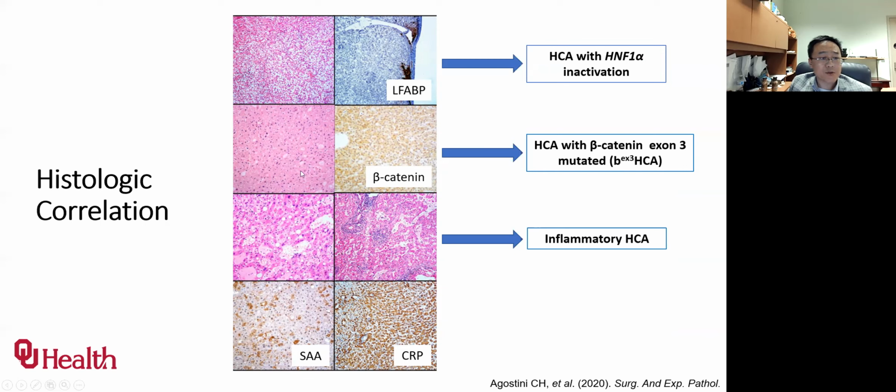As you can see, these are actually some pseudoacini. And characteristically, they have beta-catenin nuclear stain, as you can see. And this is the inflammatory type HCA, and they have dilated sinusoids with chronic inflammation, and immunohistochemically, they have SAA and CRP positivity. And our task as a pathologist is to identify this type and also identify some of the tumors in this type with beta-catenin exon 3 mutation.